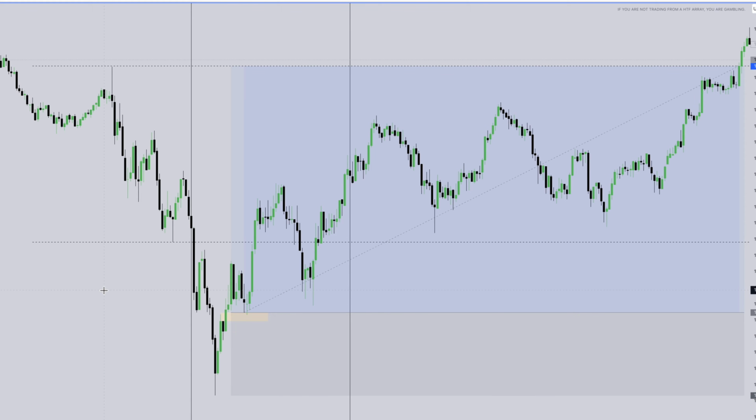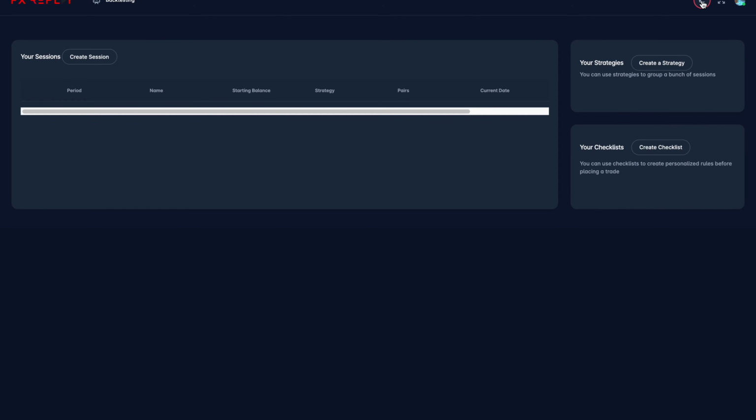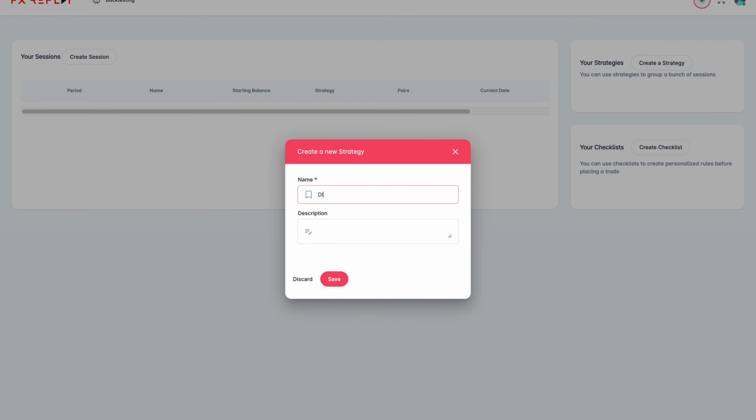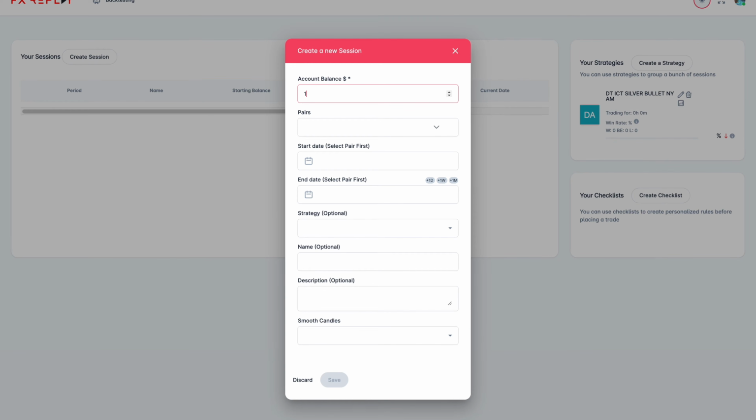Now let's go over to FX Replay to backtest this model over a long period of time. When you just create your account on FX Replay, your dashboard should look like this. You can play around, you can make it light, you can make it dark. For this example, I'm sticking with light. First, we're going to create a strategy. We're going to name that the ICT Silver Bullet, and then we're going to create a session. Go to start for this example with a 100,000 account.